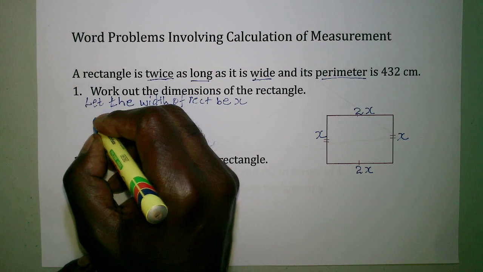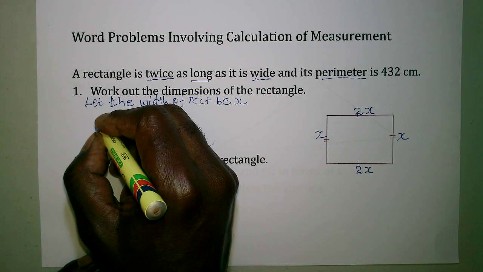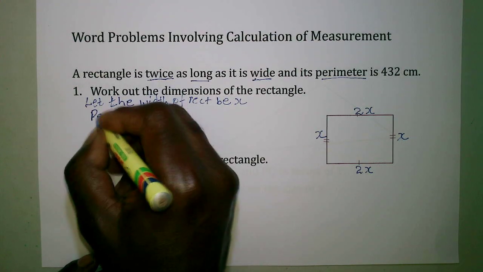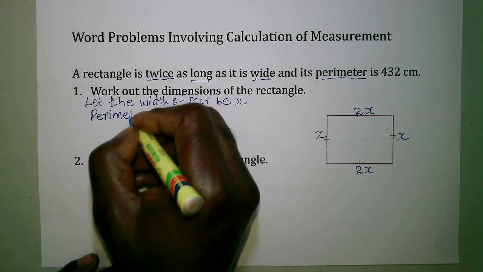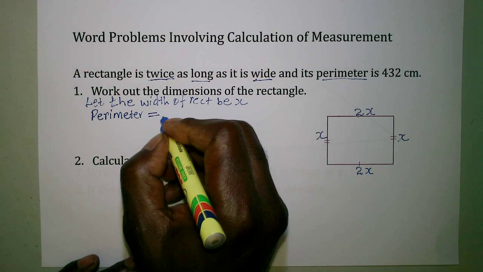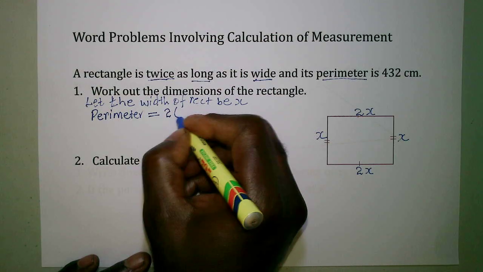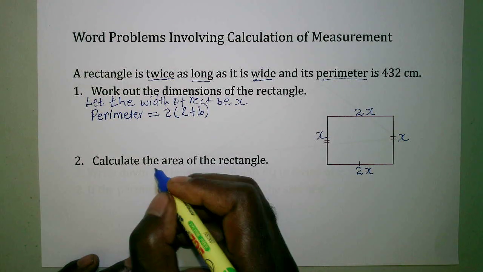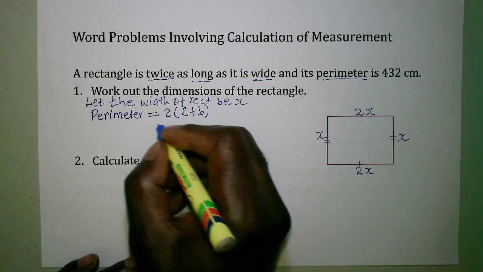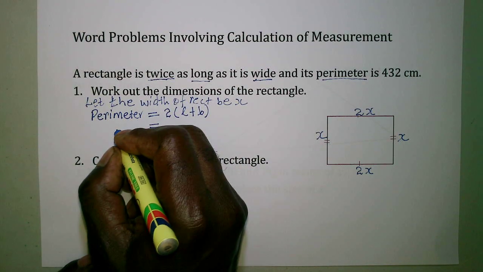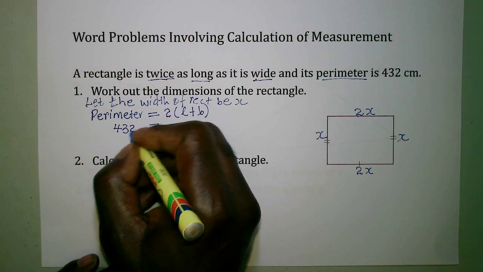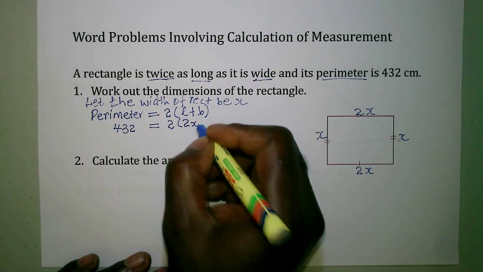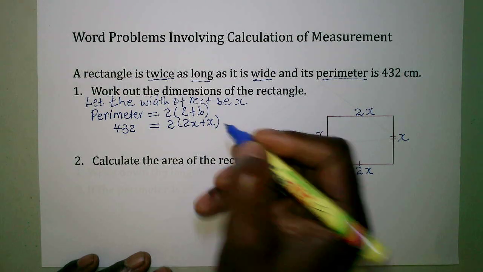Okay, so the formula for perimeter, as you know, is twice the sum of the length and the width, represented by the letter B. So we are told that the perimeter is 432, and the length is twice the width, and the width is x.